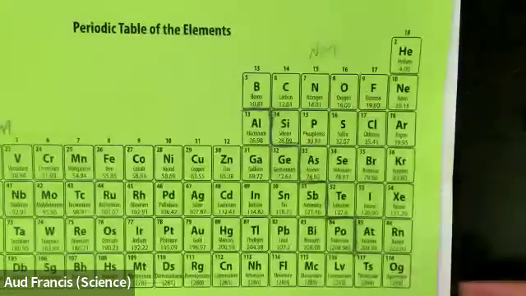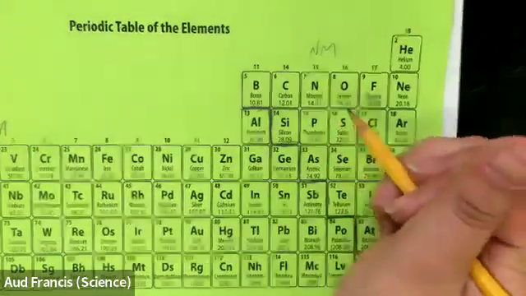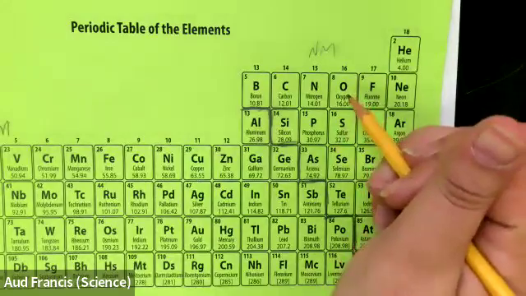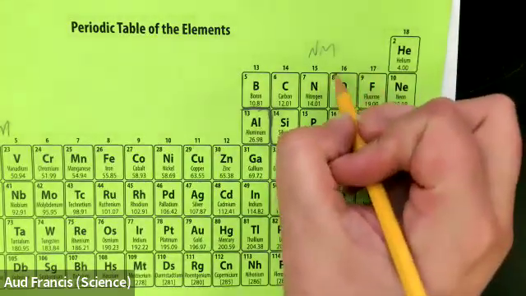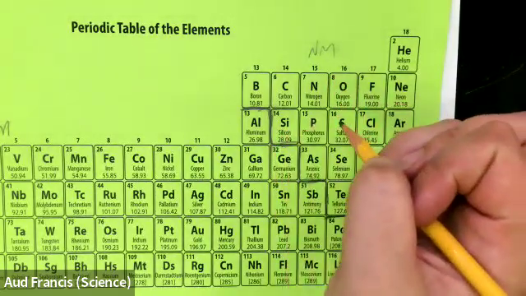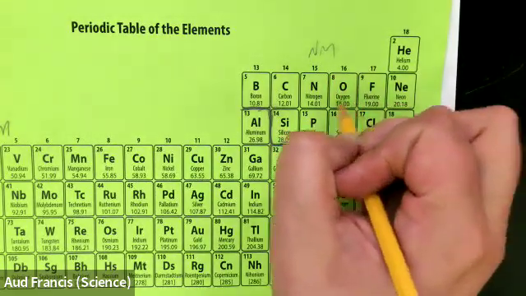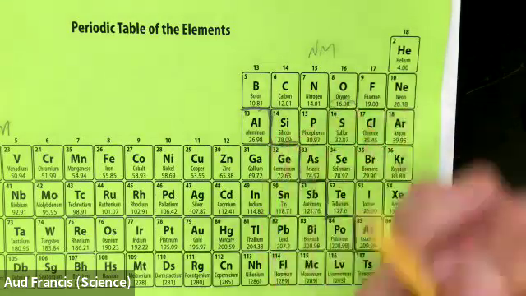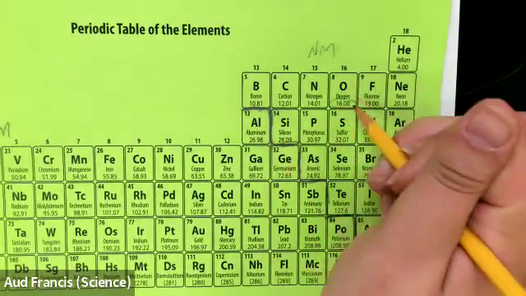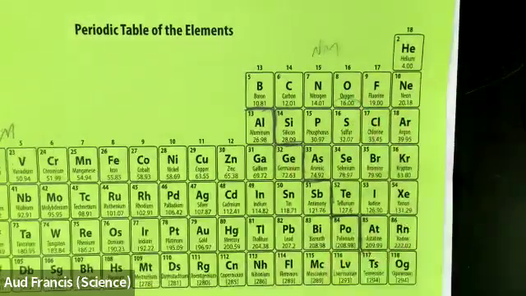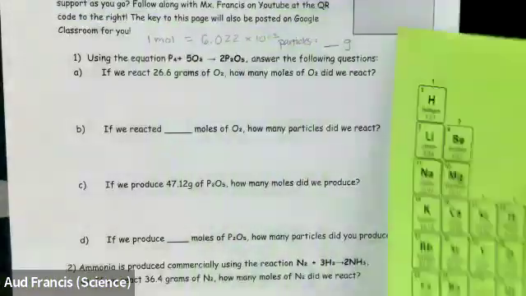Looking at my periodic table here, I can find oxygen. Oxygen has 8 and 16 as the two numbers. This number on top is the atomic number. It tells me the number of protons. This number here, 16, is the molar mass. So in 1 mole of oxygen, I have 16 grams of mass. So I'm going to write that down.